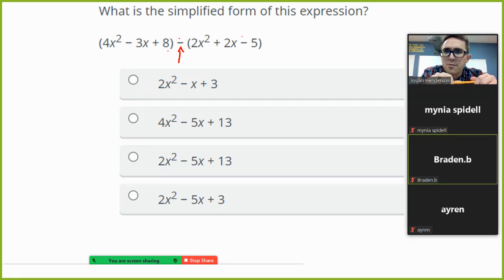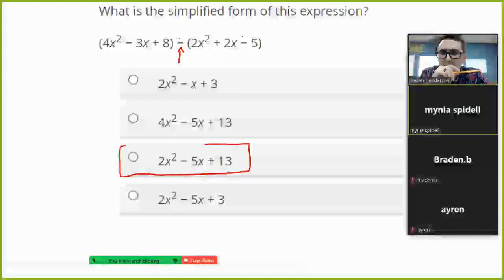Okay. Thanks for your patience. Thanks to everyone for trying it out. Manaya, what did you get? I got 2x exponent 2 minus 5x plus 13. Minus 5x plus 13. This one? Yeah. Okay. Yeah, very good. I think that is correct.